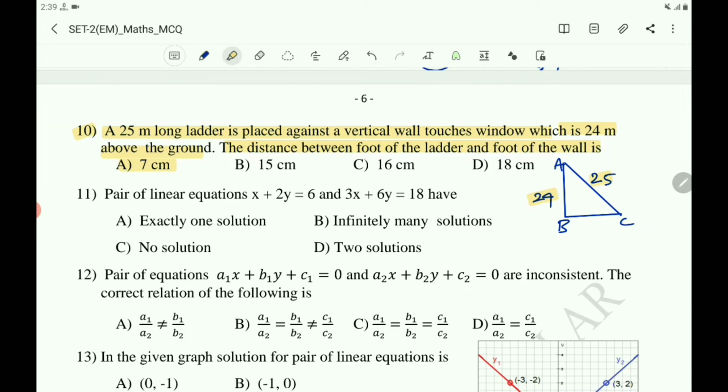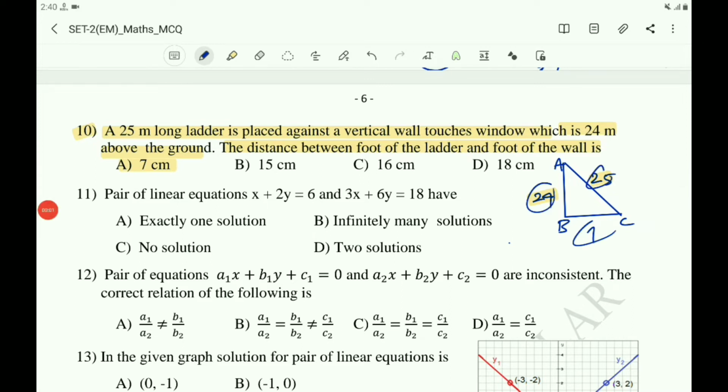Or use the Pythagoras theorem and get the answer. How will you get the measurement of BC here? You know that BC square equals 25 square minus 24 square. 25 square is 625, 24 square is 576. That equals 49. BC square equals 49, so BC equals 7. If you know the Pythagorean triplet, after drawing the sketch only, you can guess the answer here.